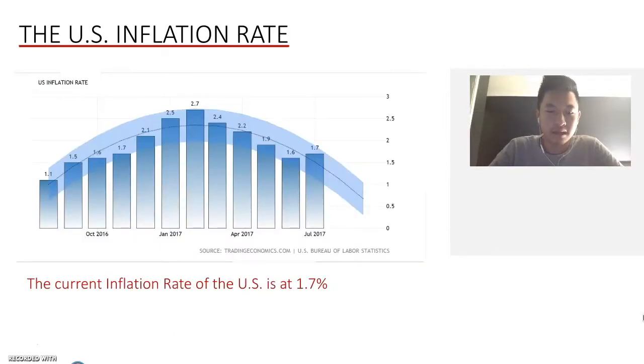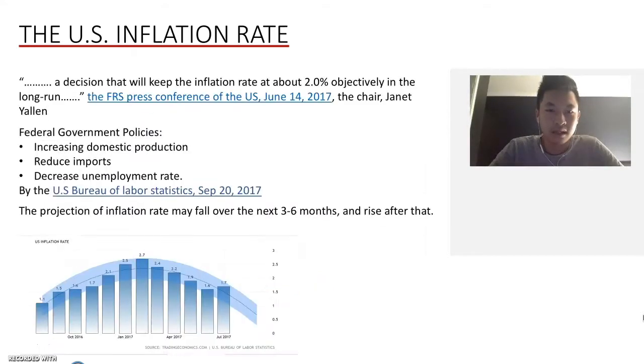The US inflation rate is currently at 1.7%. The Federal Reserve of America also decided to keep it around 2% for the long run as well. If we look at the federal government policy, which is to impose increased domestic production and reduce import in order to decrease unemployment rates, according to the US Bureau of Labor Statistics, this projection of inflation rate may fall over the next 3 to 6 months and it will rise afterward.